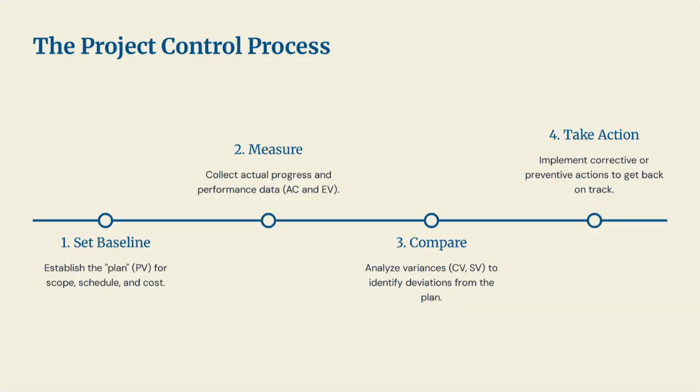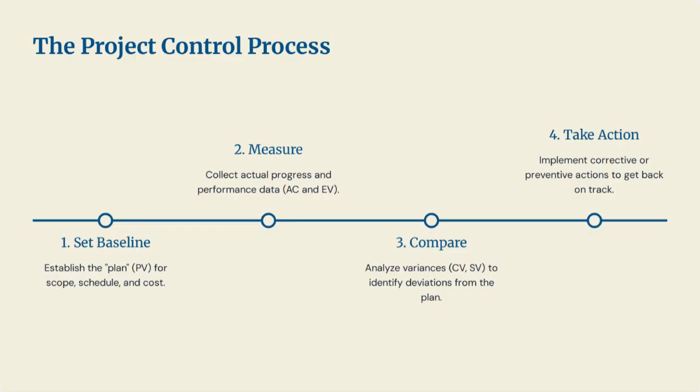This all fits into a continuous four-step loop, the project control process. It starts with step 1, set baseline. This is where the plan is established, the official, approved plan for scope, schedule, and cost. This baseline serves as the ruler for measurement. Next, step 2, measure. As the project runs, data is collected on what is actually happening. What is the actual cost? How much work is actually done?